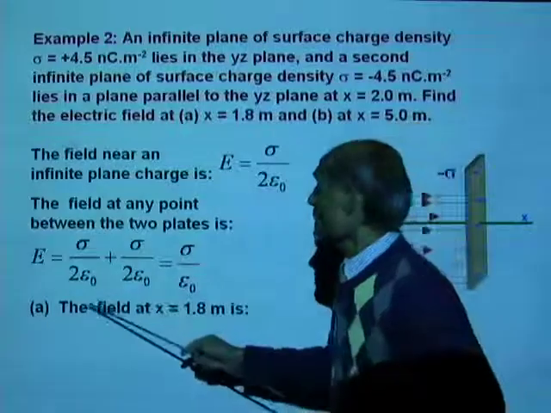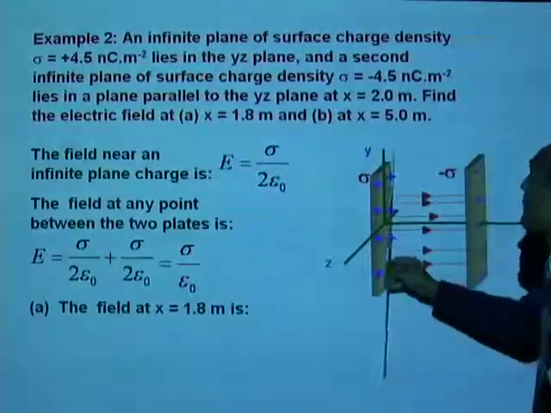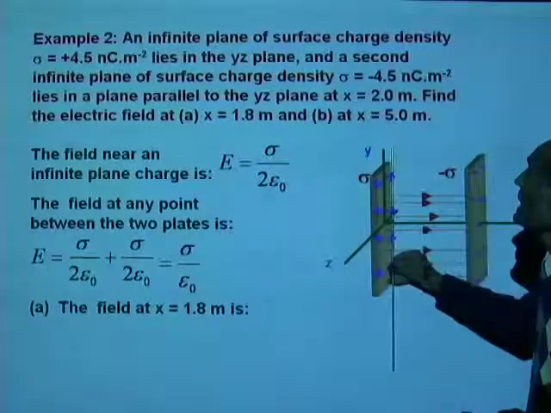Okay. Therefore, the field at x equal to 1.8. Now, what is the distance between these two planes?